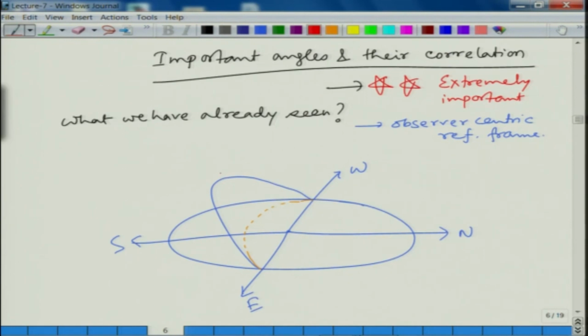So, if sun is here, then this is the projection, and let us say the observer is at P. So, we have seen that this will be the vertical direction. Okay. So, we see a few of the angles here. First one is the sun ray. So, this is the sun ray.